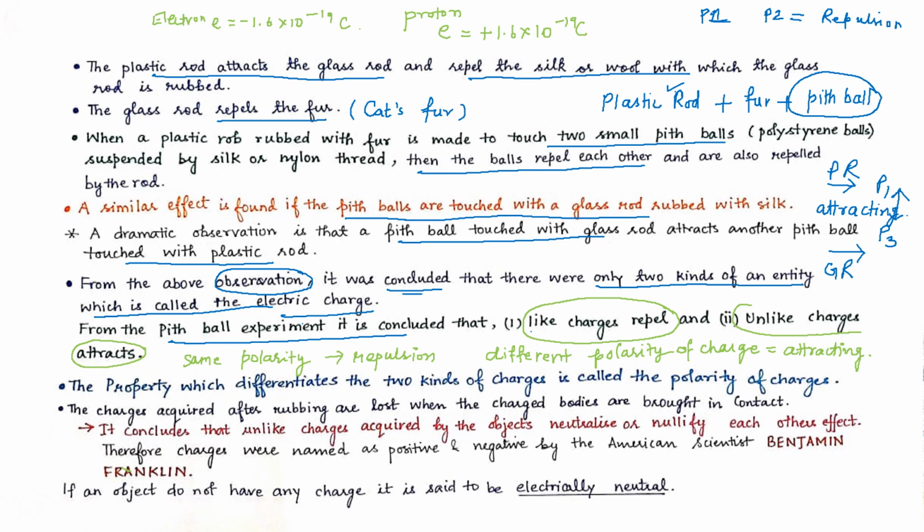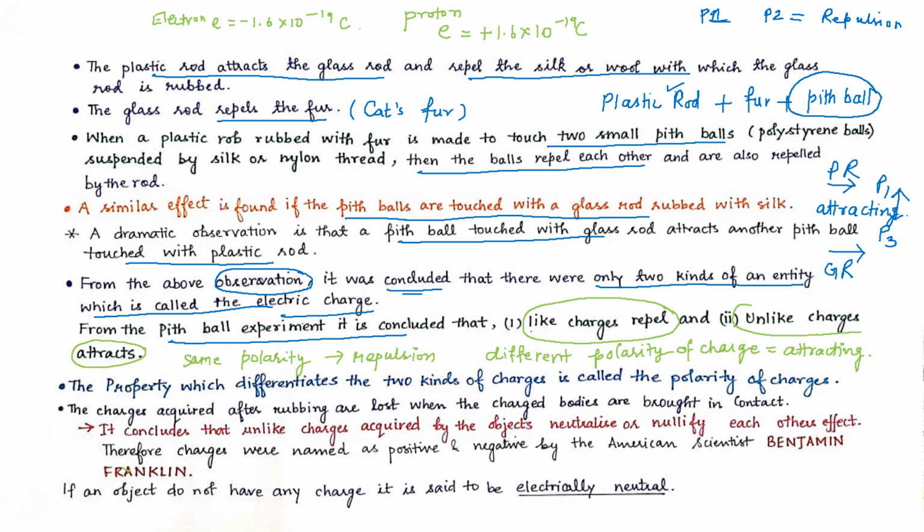The charges which are acquired after rubbing are lost when the charged bodies are brought in contact. So when we are rubbing one body, what happens after some time? It will start accumulating the charges. Once these charges are accumulated, these charges will stay there, as we are dealing with electrostatics.